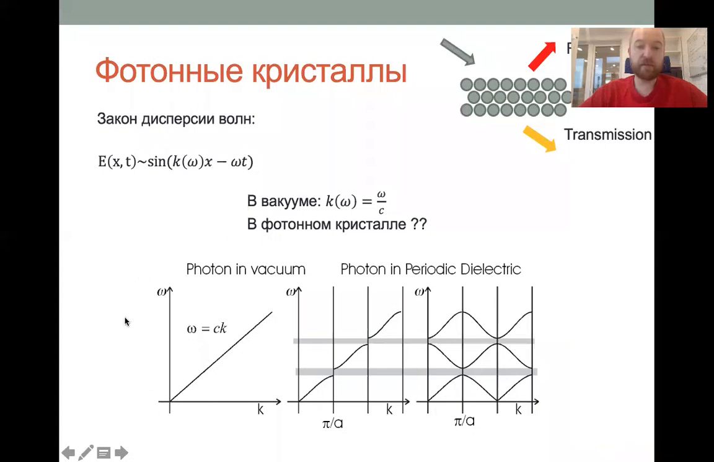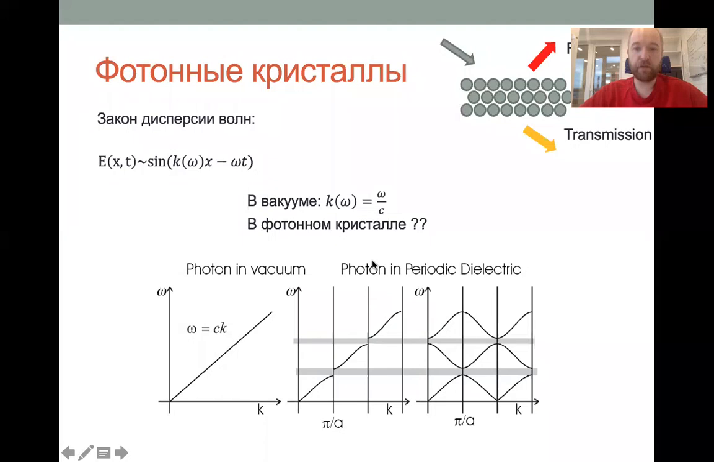For free space, we can plot the dispersion. In free space we have a plane wave, kx minus omega t, like a sine or exponential function in terms of complex amplitudes. And omega can be arbitrary, and dispersion is linear. Omega is a linear function of wave number.